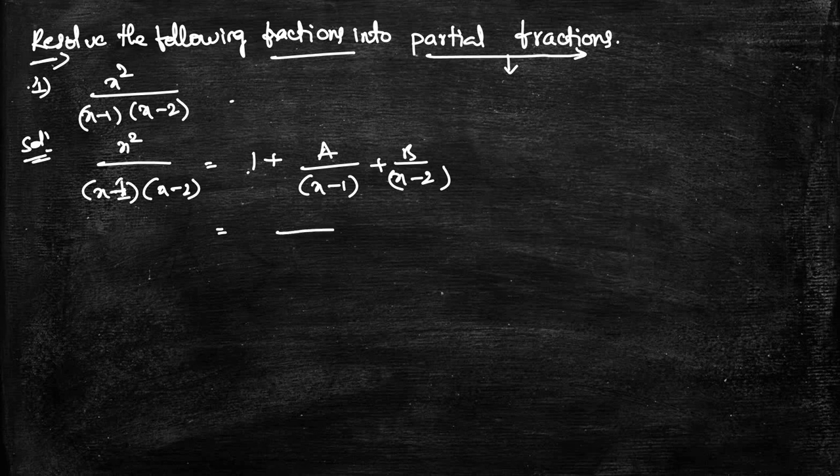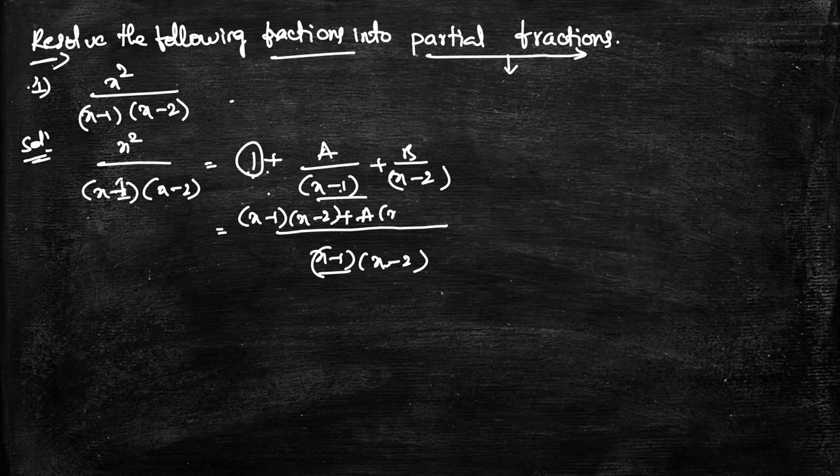So here the LCM on the right side of the equation will come as x minus 1 into x minus 2. If I multiply with this one, x minus 1 into x minus 2 will come with the 1. After that plus, x minus 1 is there already, so this goes, and a into x minus 2 will come here, and plus b into x minus 1 will come here.